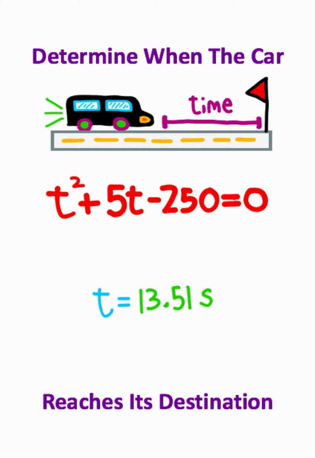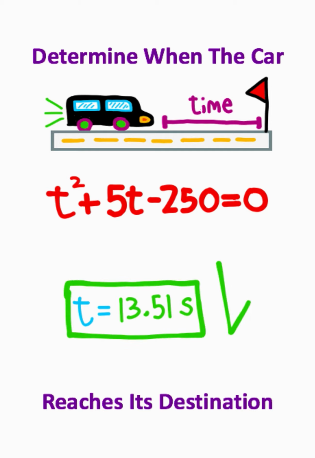Now something I will say is you would want to keep the negative value if this were just an algebraic quadratic, but since this applies to a physical situation, we're going to go with only the logical value. So 13.51 seconds is the amount of time it takes for the car to reach its destination.